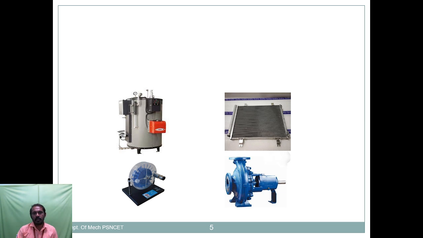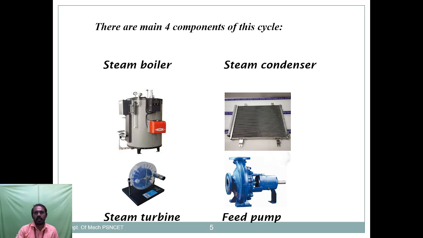So these are the main components of Rankine cycle. First one is a steam boiler, second one is a steam condenser, third is a steam turbine, fourth one is a feed pump. So first one is a boiler, right? The boiler is a closed vessel in which fluid is heated. This is the main use of boiler.